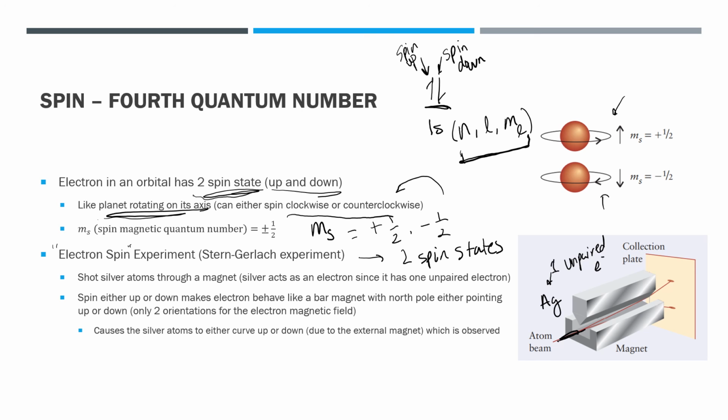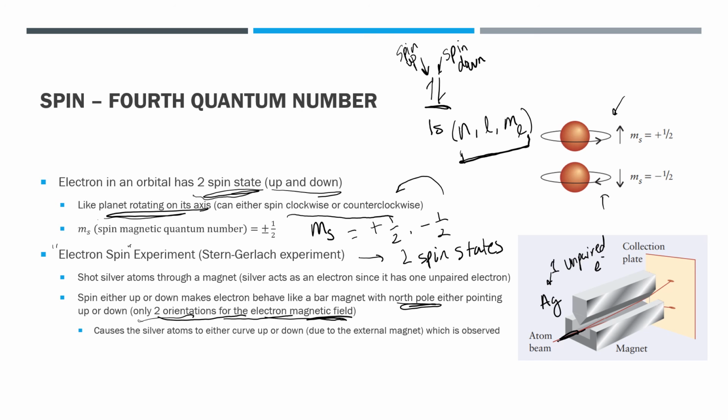So what happened when we shot these silver atoms through the magnet? When we have an electron, the spin is either up or down. And what does that make the electron do? That makes the electron behave like a bar magnet. When we have a spinning charge, it behaves like a bar magnet with a north pole. Depending on the spin, the north pole can either be pointing up or down. There's only 2 orientations for the electron's magnetic field, because if it's spinning counterclockwise, the north pole points one way, and if it's spinning clockwise, the north pole points a different way.